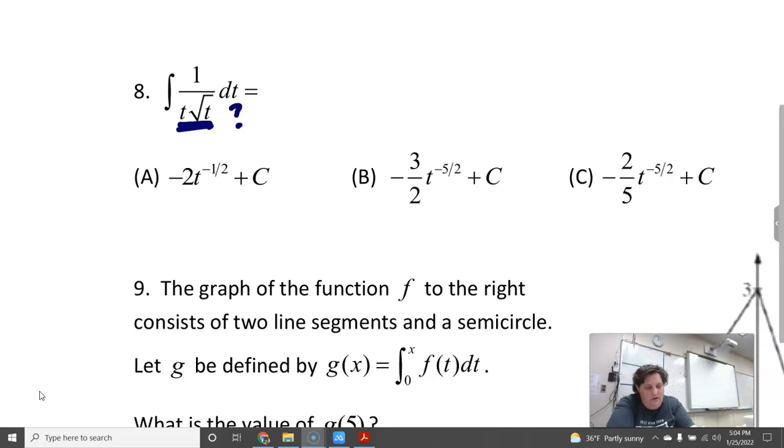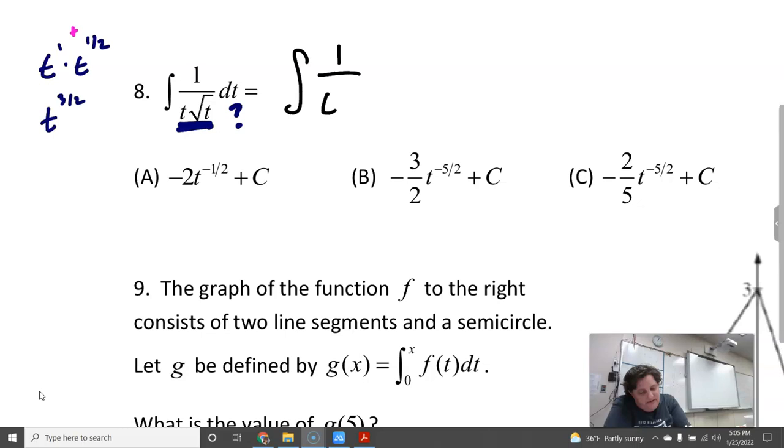All right. Okay. So t is like t to the first. The square root of t is like t to the 1/2. And do you guys remember that when you're multiplying, you add the exponents? All right. So I add that. So 1 plus 1/2 is 1.5 or 3/2. So are we cool if I actually just change this problem to t to the 3/2?